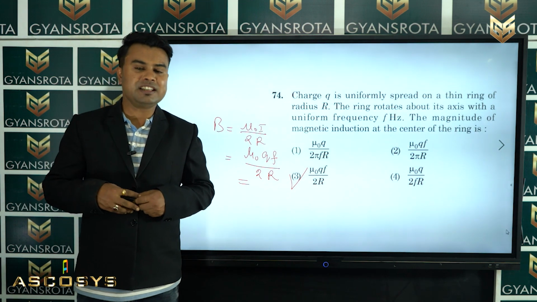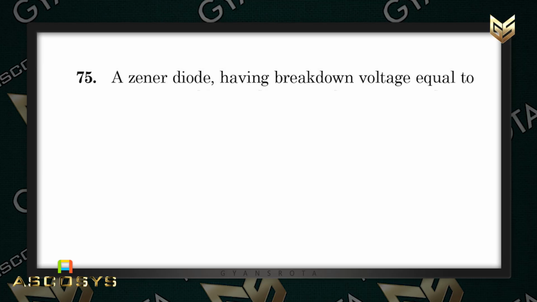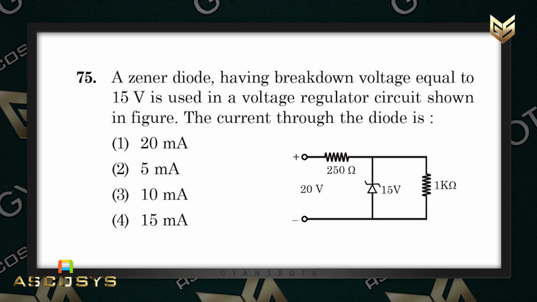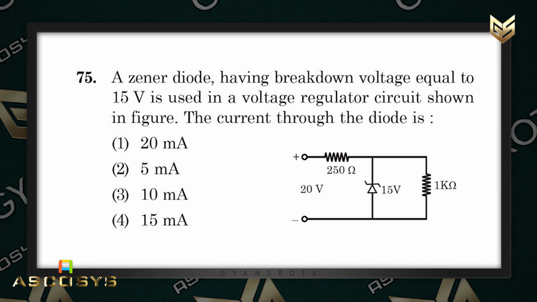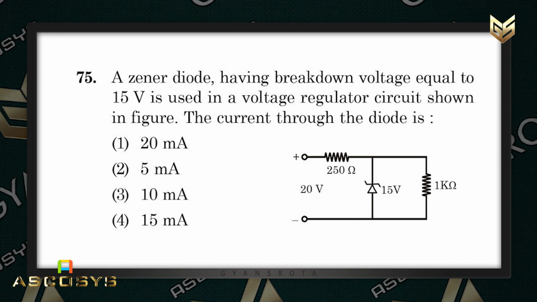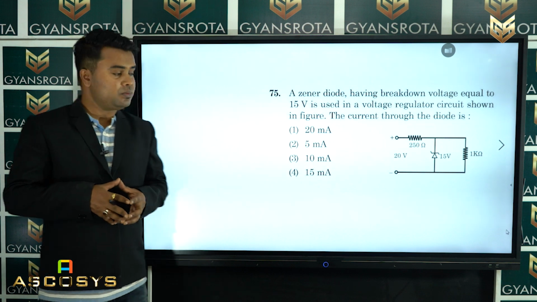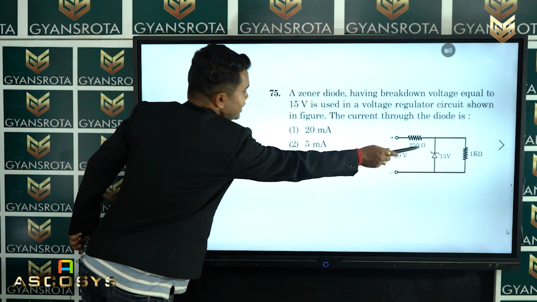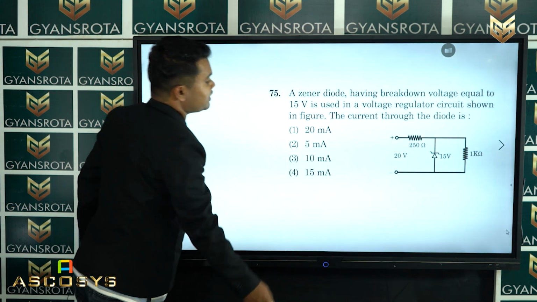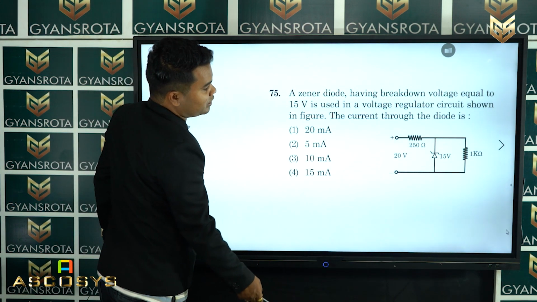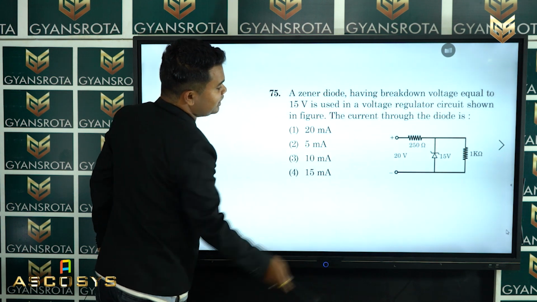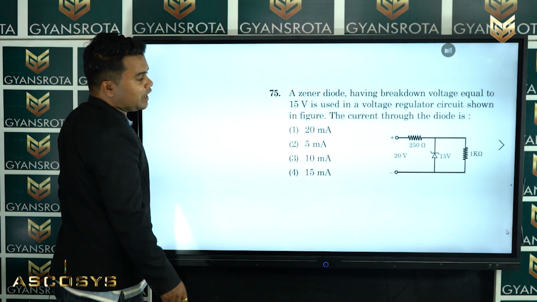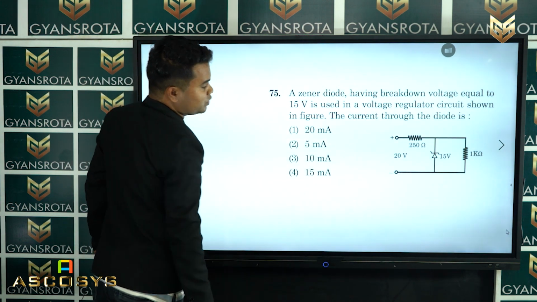Let us move to the next question, that is question number 75. A Zener diode having breakdown voltage equal to 15 volt is used in the voltage regulator circuit shown in the figure. The current through the diode is? The voltage across the Zener diode is given to you. The voltage at these two terminals is 15 volt. Here it's also given 20 volt, that is the supply voltage from this point. Now you need to calculate the current passing through this one.